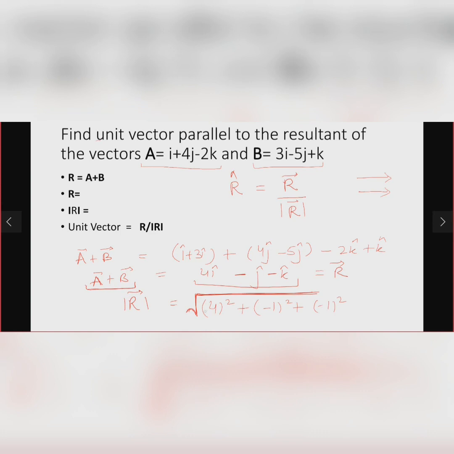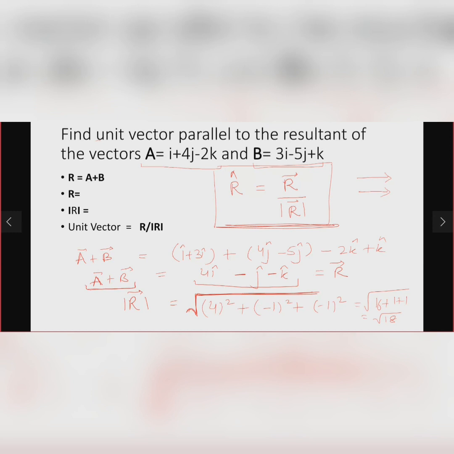If you remember, this was the last topic that we discussed on Friday: when we have a vector, how to use its components to find its magnitude. So this would be under root 16 plus 1 plus 1, so under root 18. We have vector r and its magnitude, so I have got the unit vector which is parallel to the resultant of A and B.